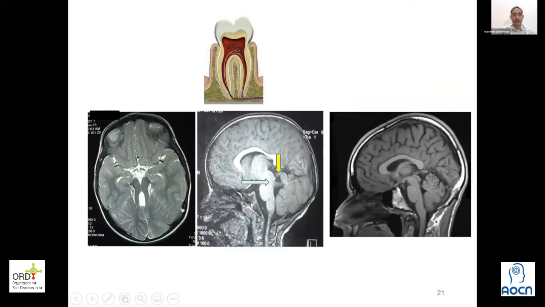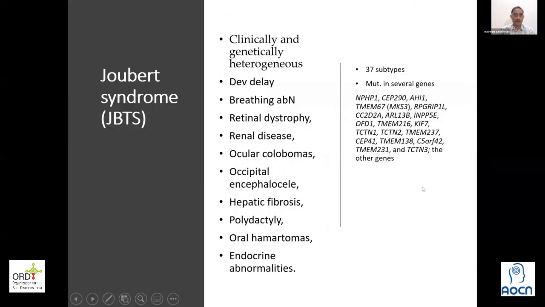And one other abnormality that is seen in this condition is the horizontally placed superior cerebellar peduncle. You can appreciate this and compare it with what a normal superior cerebellar peduncle looks like. So this was Joubert syndrome. And again, this is not a single condition. It's a clinically and genetically heterogeneous condition.